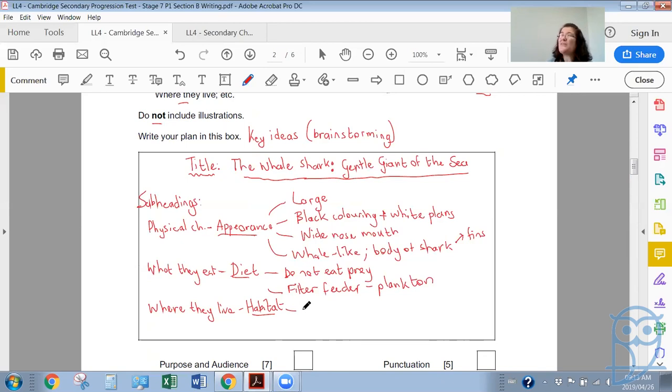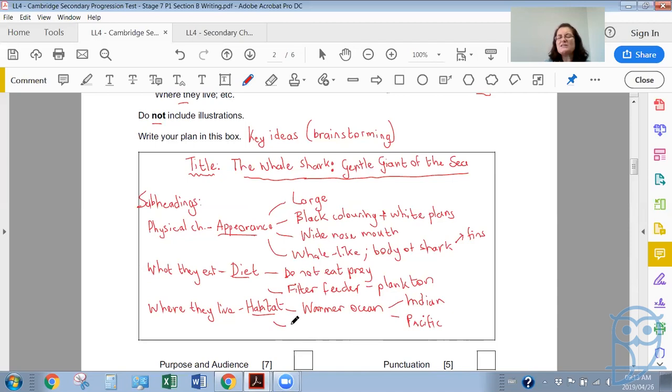Okay, what else do I know about them? Well, I know that they like warm water. So warmer oceans. And what do I know about warmer oceans? Well, I know that the Indian Ocean is a warmer ocean. And I know that the Pacific Ocean is also quite warm. So those two, you could say they're probably most likely to be found in warmer oceans.